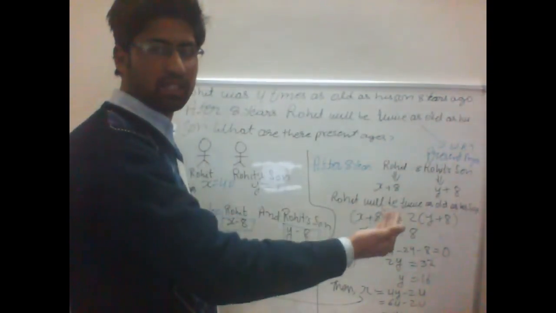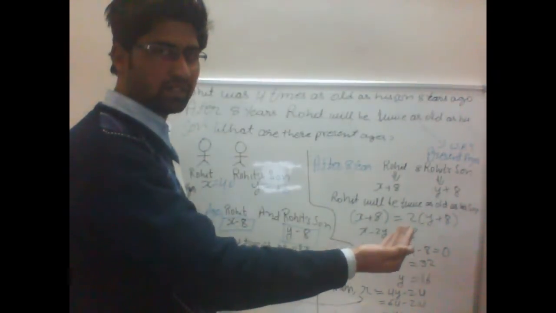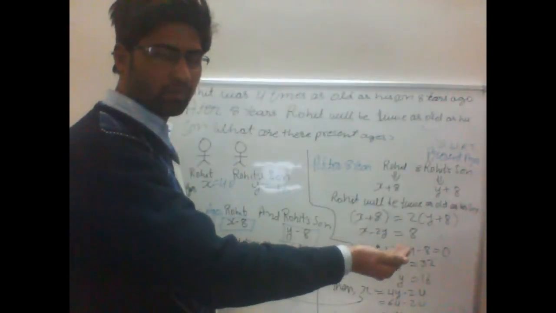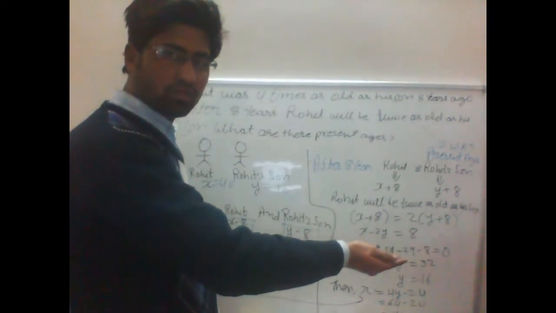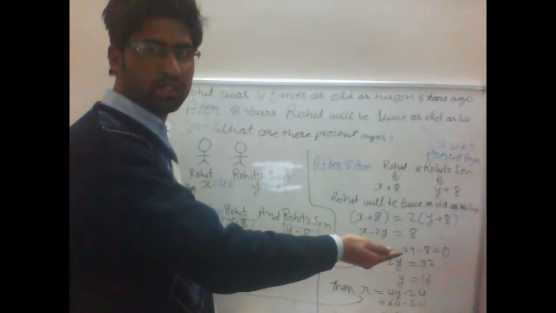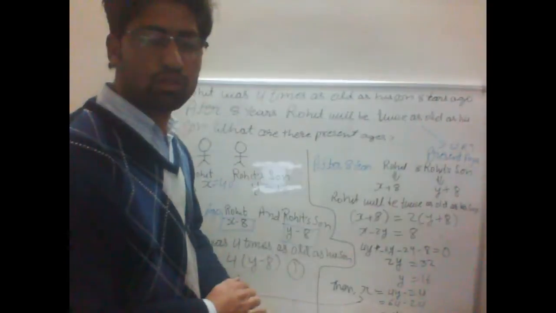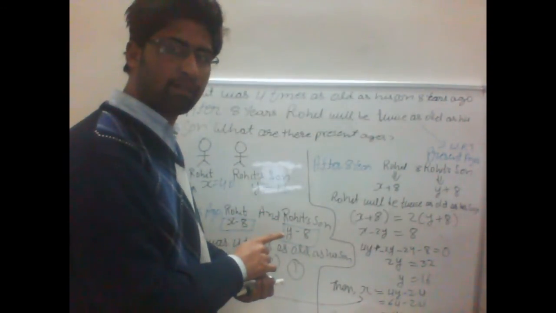Now again sit in the time machine and travel 8 years later. If you are traveling 8 years later, add 8 to the present ages. In the next step, find the relation which is given in the question. In this way, you will get two equations and two variables. You can easily find them out. So in this way, this problem is simple. Fine.